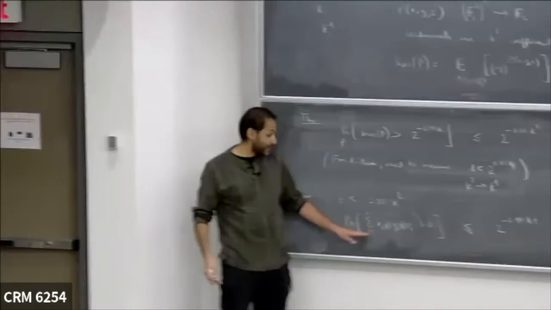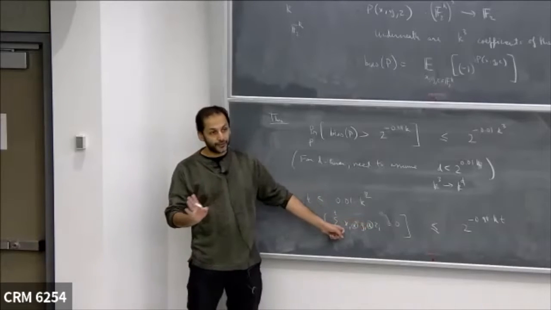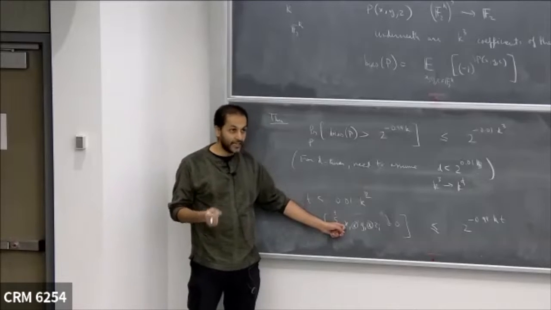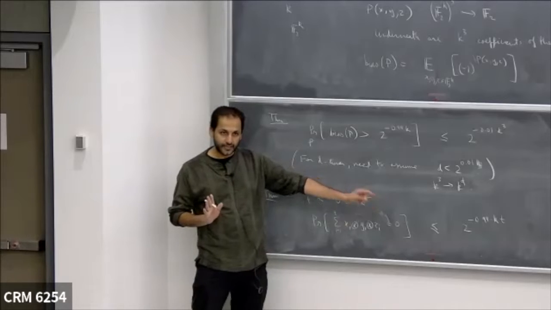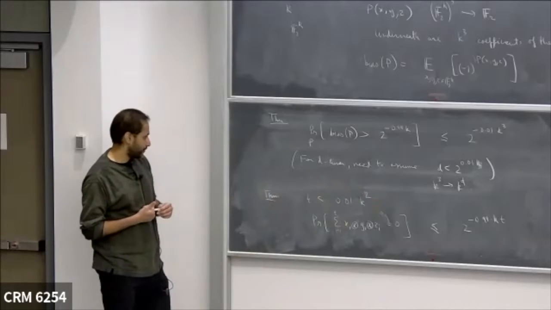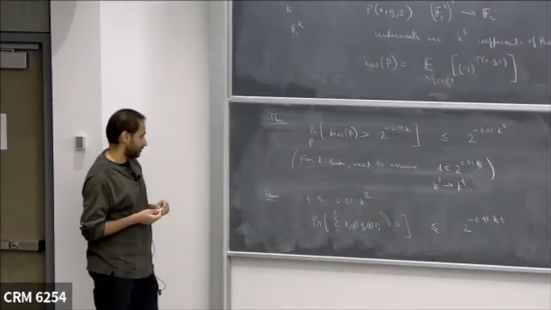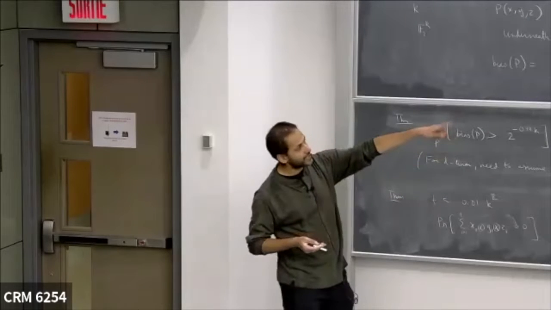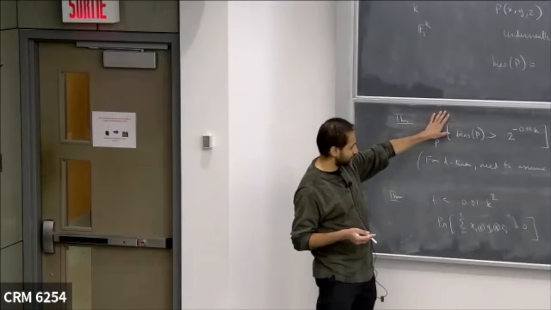Let me tell you one way this sum could be 0: if all the xi's were 0. The probability of that is 2 to the minus kt. So this is roughly the same statement, and this holds for as long as t is not too close to k squared. Taking this value of t and putting it into that Markov bound argument gives you this statement immediately.